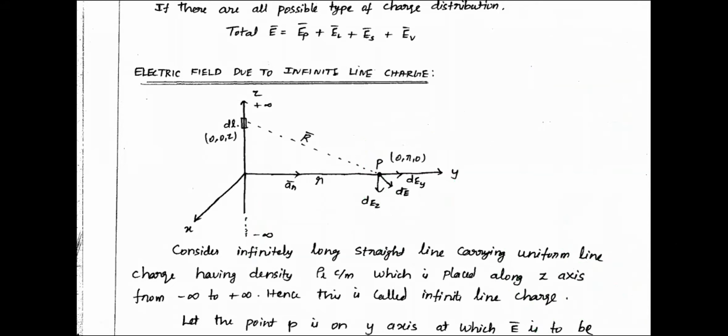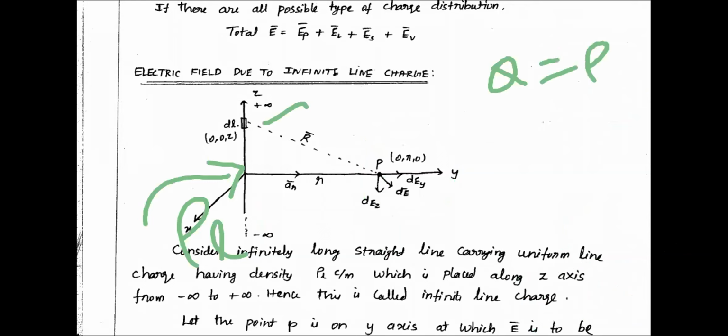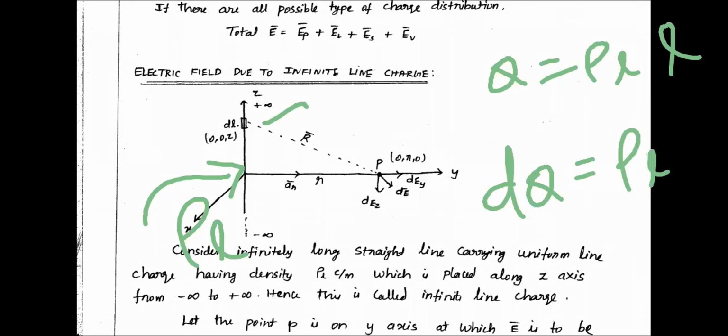Now what they are doing: anyway they know the line charge density on the line is rho L. They are choosing a small line element, dl. What is the formula of q? Q generally means rho L into L. Instead of L, you are choosing dl. So that means you will have dq. What is dq? dq means rho L into dl.